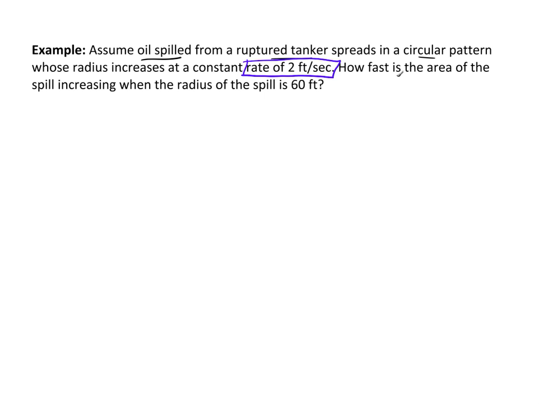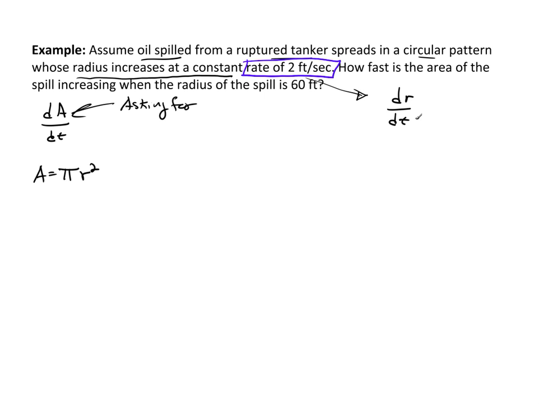So what this is really asking for is the rate of change of the area with respect to time. This is what they're asking for. Now we know that the area is pi r squared. And this rate of 2 feet per second, what is that actually representing? Whose radius increases at a constant rate of 2 feet per second. That sounds like dr/dt, the rate of change in radius with respect to time. That equals 2 feet per second.